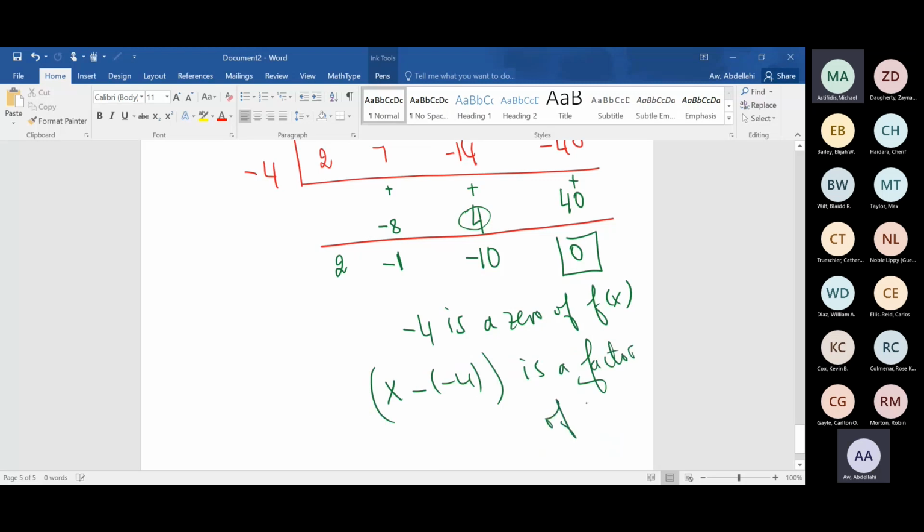Of f. Remember, when we gave the definition of a 0, we said the 0 is 3 things. When you plug in the number, you get 0. This is the first thing. x minus that number is a factor. And that number is an x-intercept. These are the 3 definitions of the 0, right? So we say negative 4 is a 0. f of negative 4 equals 0. x plus 4 is a factor. And negative 4 is an x-intercept. These 3 things mean exactly the same thing.